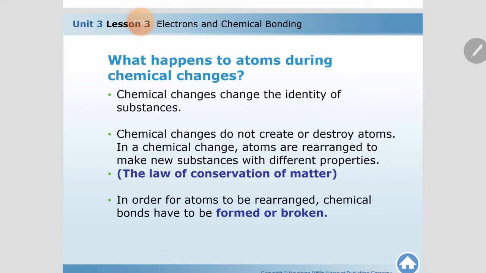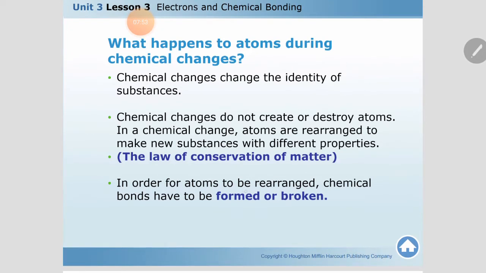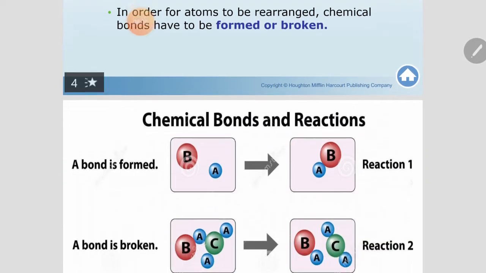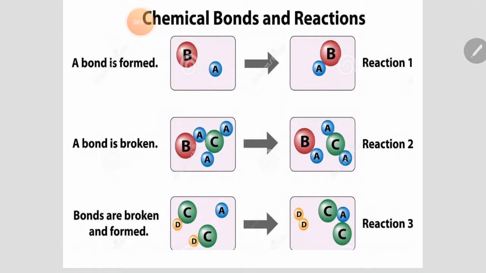I connect them, then I decompose them to connect them in a new arrangement, and that's how we could change the arrangement. This is what happens in chemical changes or chemical reactions. So in order for atoms to be rearranged, for a chemical reaction to take place, chemical bonds have to be formed or broken. That's it. Now, here are some examples.